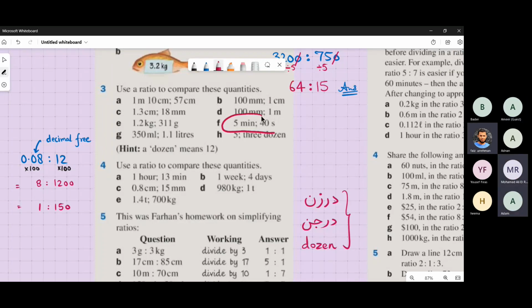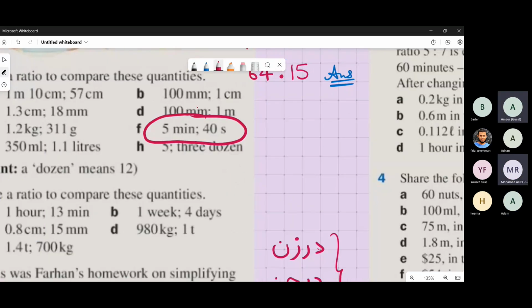How can we simplify this time? Mister, I came back. It will be 60 seconds. Now you are 60 seconds to 40 seconds. 5 minutes is how many seconds? Wait, my bad, 60 multiplied by 5. It will be 300. So 300 seconds to 40 seconds.